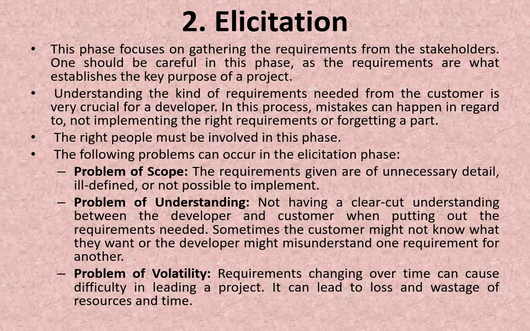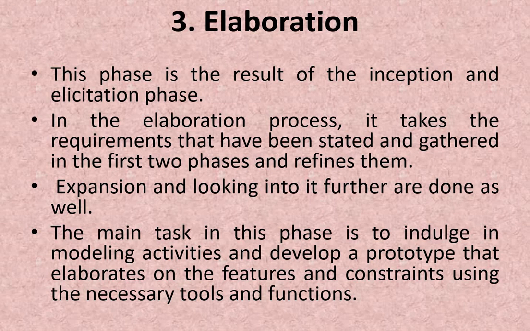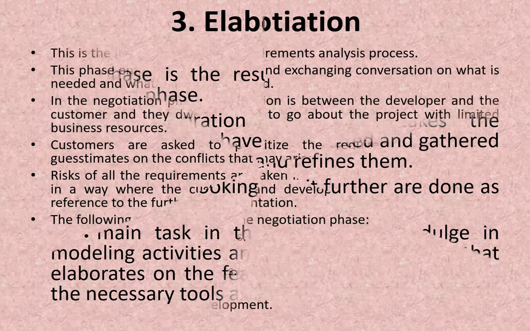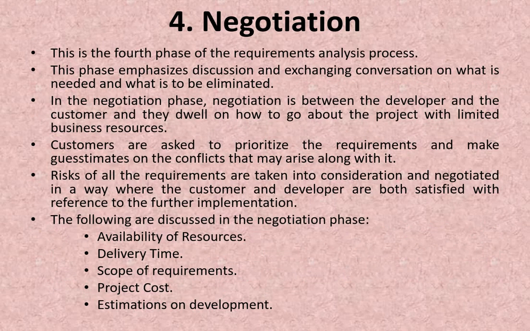We move on to the third step. The third step is called elaboration. Elaboration is a process where we will be talking in depth about the first 2 steps, and what we have concluded in the first 2 steps will be taken into in-depth discussion in the elaboration phase. Then the fourth one is negotiation. Negotiation between the customer and the developer will be done and a satisfactory result will be derived in this particular phase of the requirements engineering task.